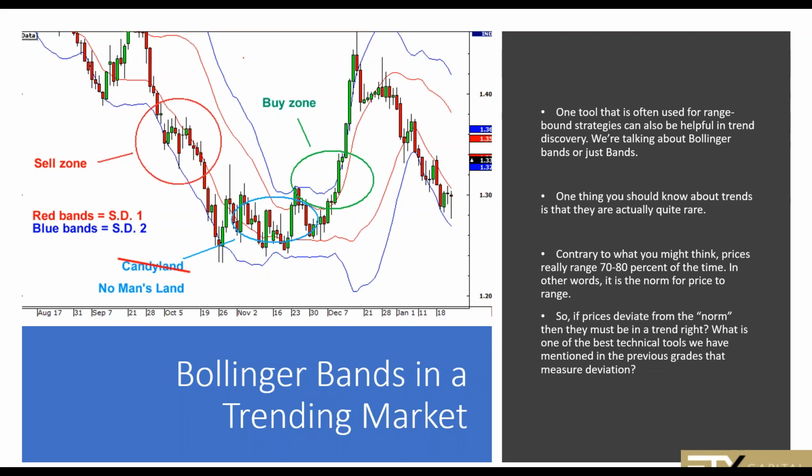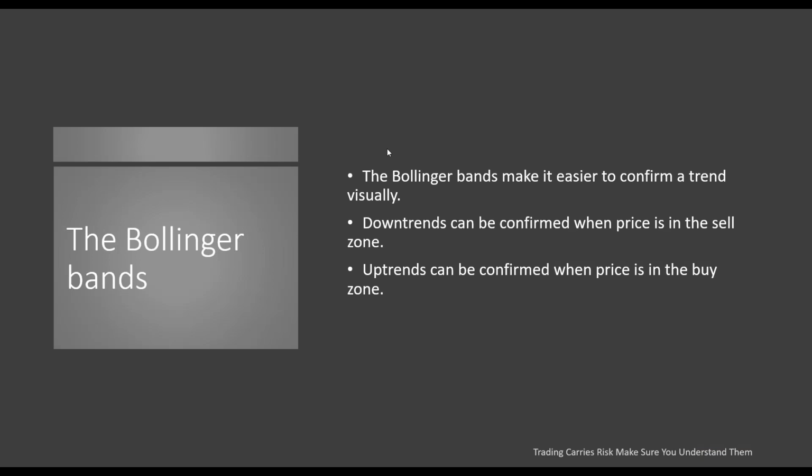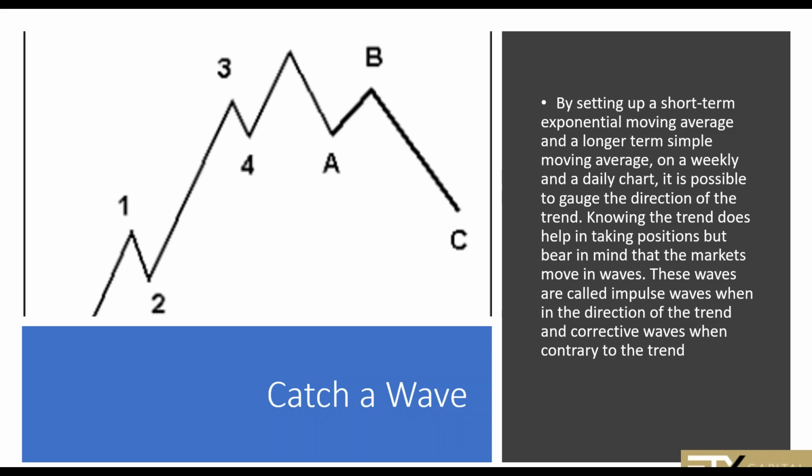What is one of the best technical tools we have mentioned previously that measures standard deviation? It is Bollinger Bands. The Bollinger Bands make it easy to confirm a trend visually. Downtrends can be confirmed when price is in the sell zone, and that is below the moving average and closer to the lower band, and uptrends can be confirmed when the price is in the buy zone or towards the upper bands. Now, we have whole classes on Bollinger Bands, so you can come to us.